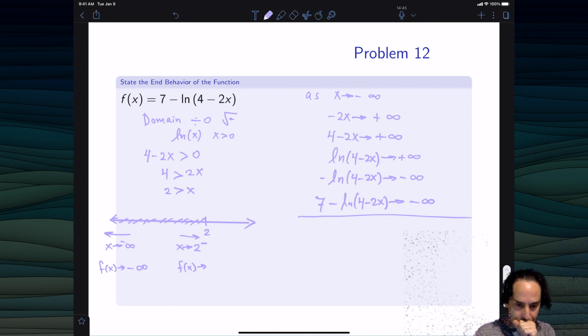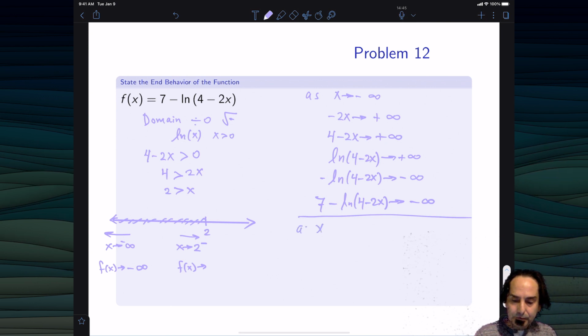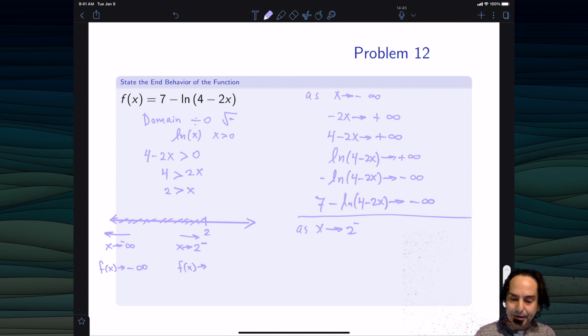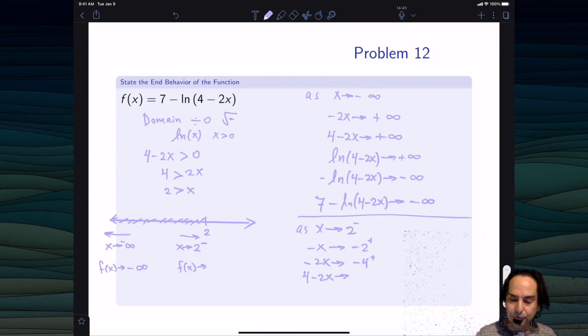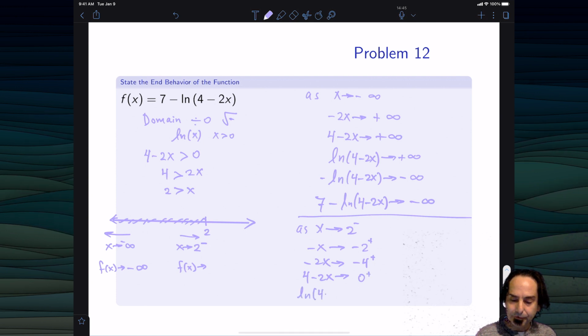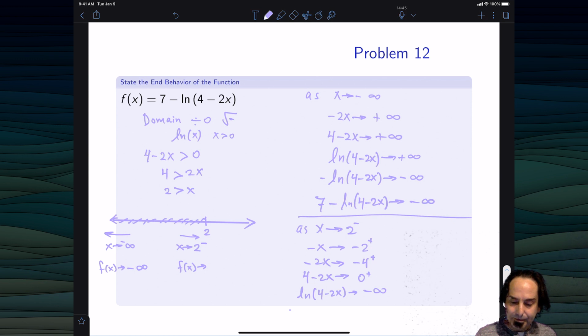And let's look at the other one. As x goes to 2 from the minus side, negative x goes to negative 2 from the positive side. And negative 2x goes to negative 4 from the positive side. And if you add 4 to this, 4 minus 2x goes to 0 from the positive side. And the natural log of something that's going to 0 from the positive side goes to negative infinity. And so negate that.